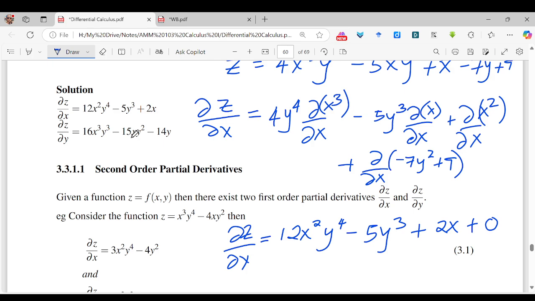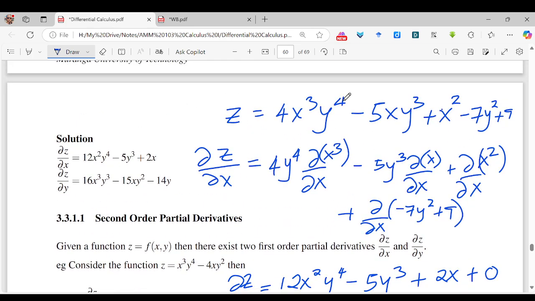And similarly, when we want to differentiate this partially with respect to y, now we shall be assuming that x is a constant. So in the first term, we shall treat this as a constant, the whole of that. Then we differentiate y raised to power 4. When we differentiate y raised to power 4 with respect to y, we get 4y cubed. So 4y cubed multiplying 4x cubed will give us 16x cubed y cubed, which is the first term here.